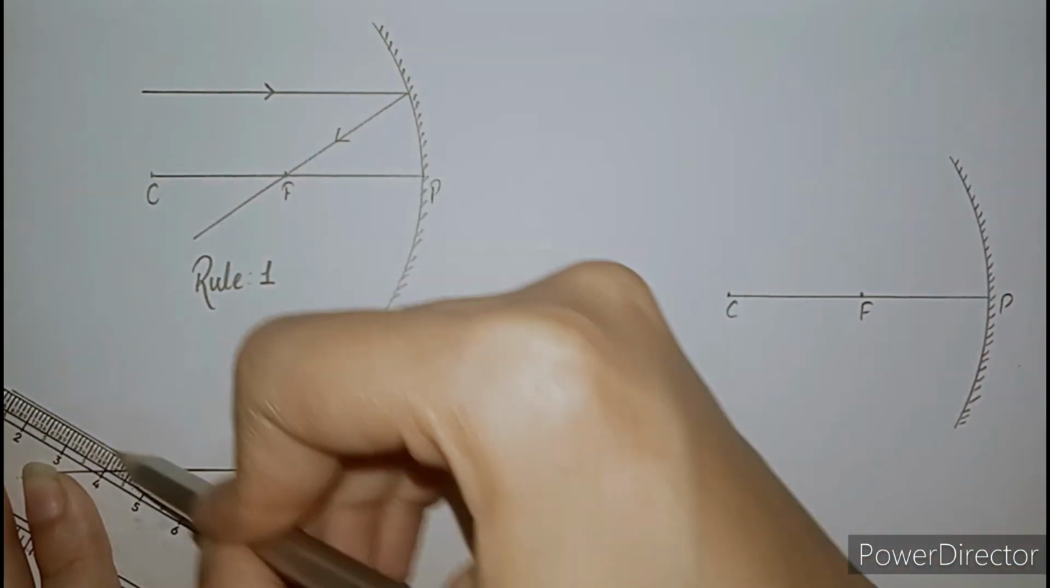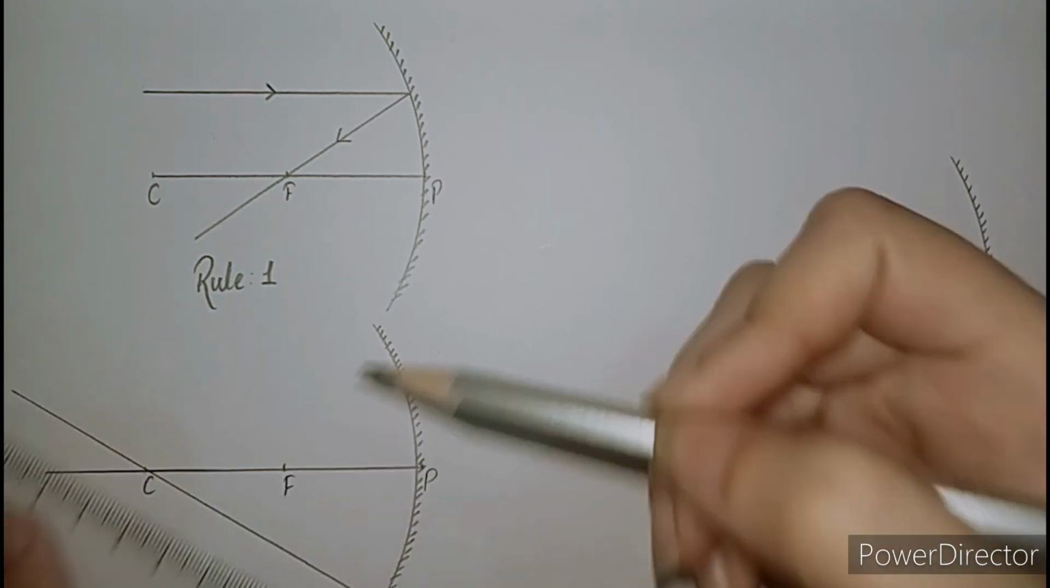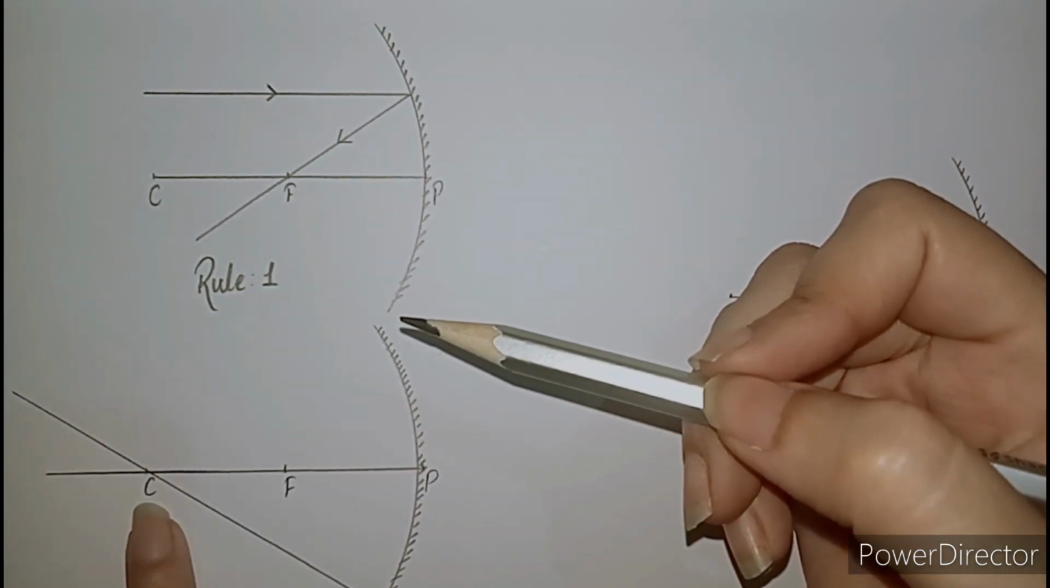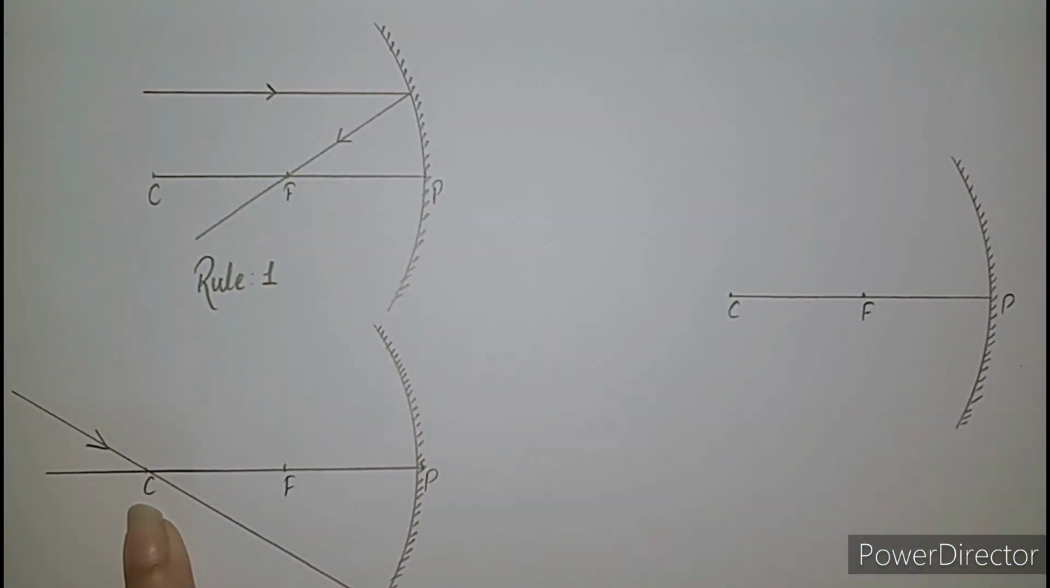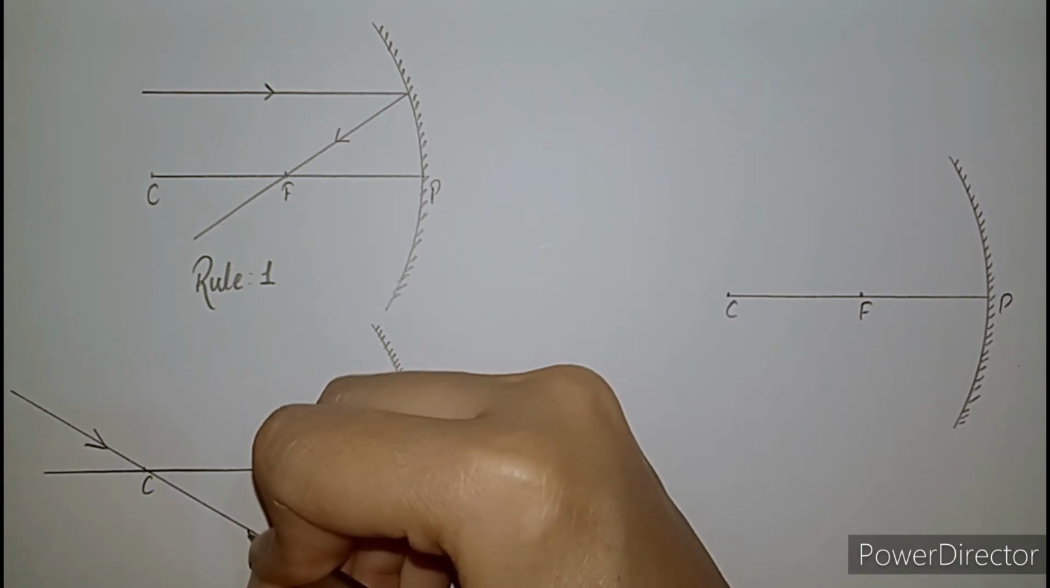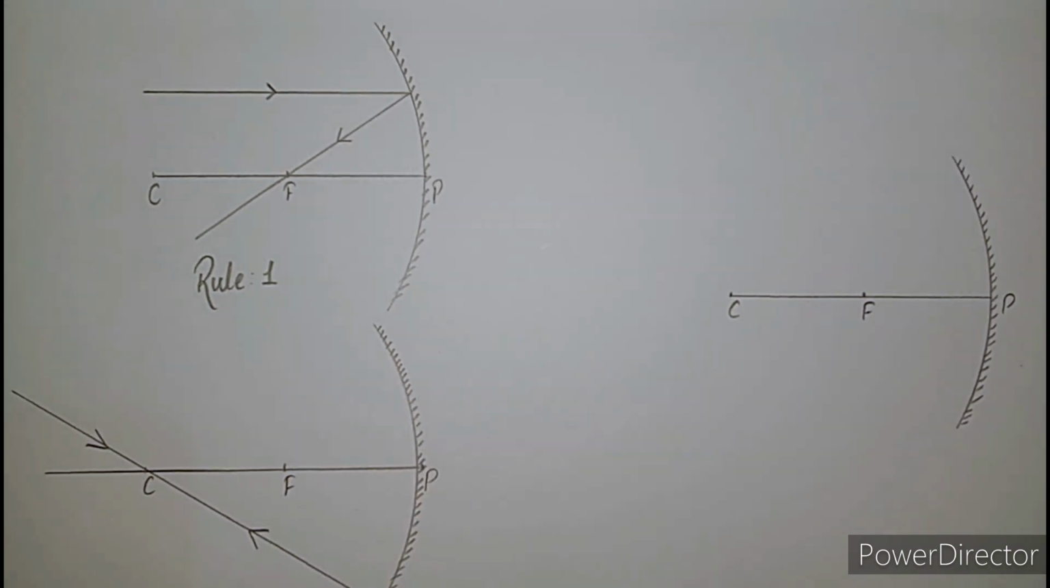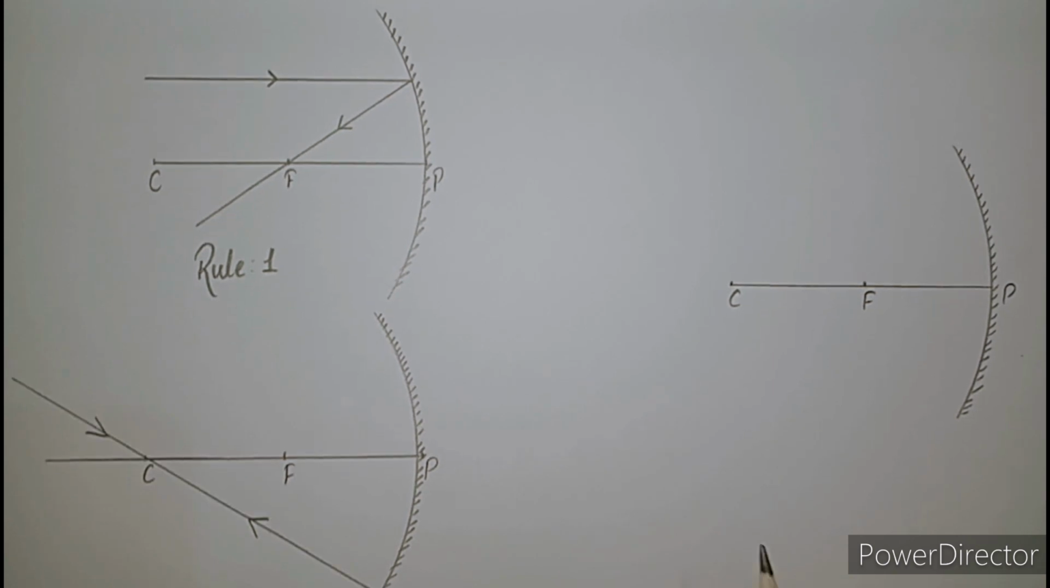Now what does this mean? Suppose this is the ray of light which is passing through the center of curvature, C. It is coming over here and striking our mirror. After striking, it will retrace its same path, or reflect back along the same path. This is our rule 2.